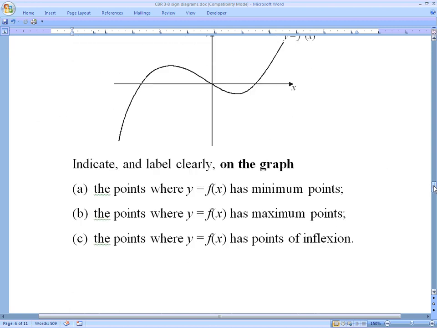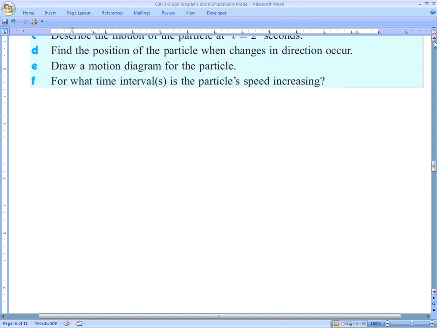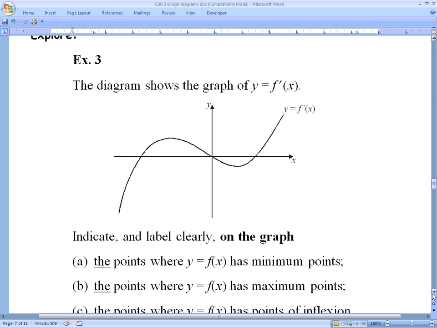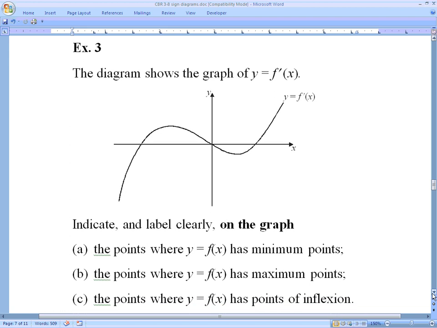All right, some graphs going on here, and this might be where we'll end for today's video. Indicate and clearly label on the graph the points where f has minimum points, maximum points, and points of inflection. It should probably be stated that a point of inflection, and I think I actually have this on the next slide, is where your second derivative equals 0.